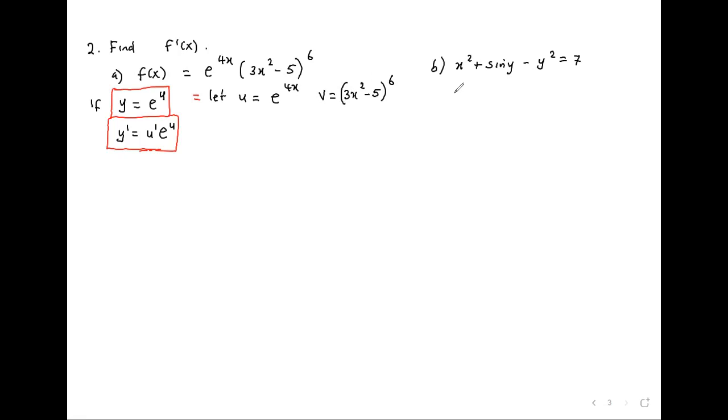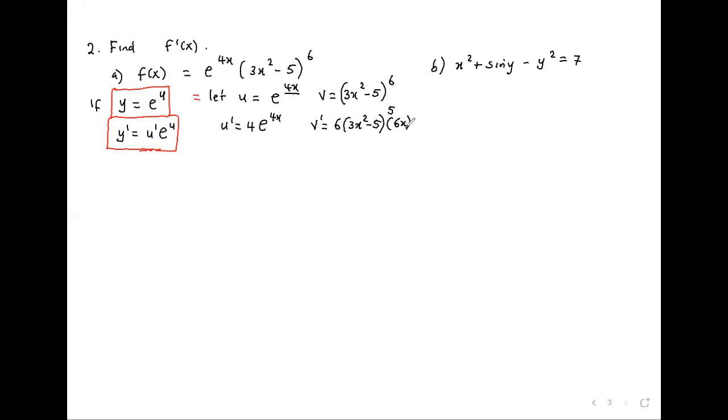What is the derivative of u? You differentiate the power of e. Derivative of 4x is 4, and then multiply by the whole e to the power 4x. The derivative of v, you drop the power 6, multiply by 3x squared minus 5 to the power 5, and then you go inside and differentiate the inside. We get 6x.